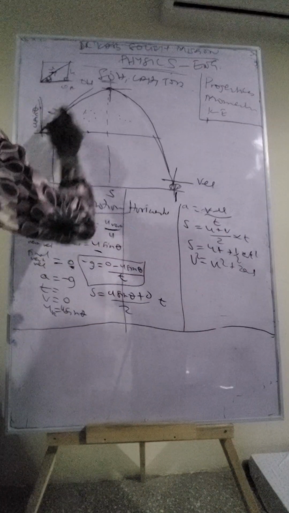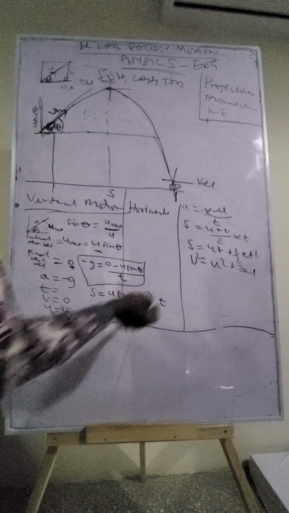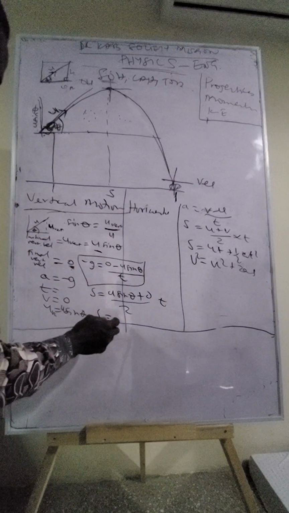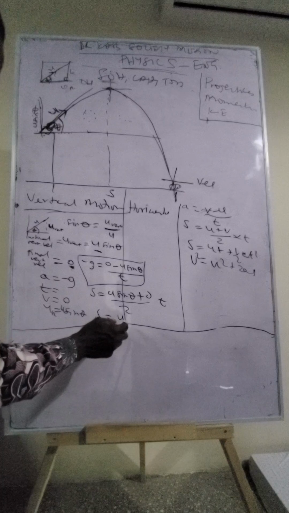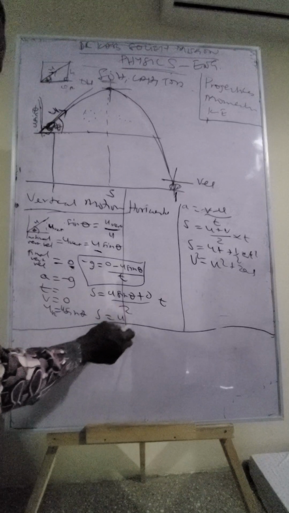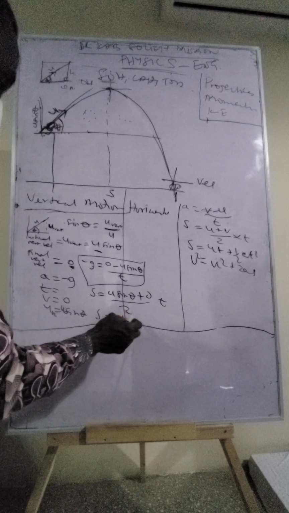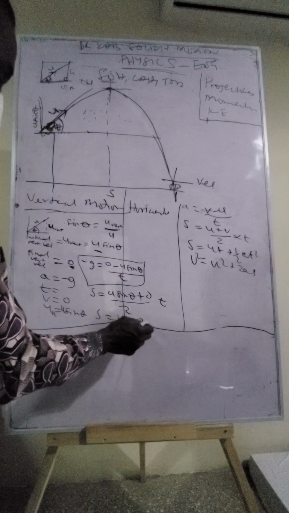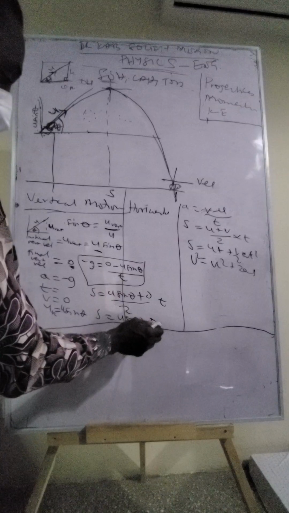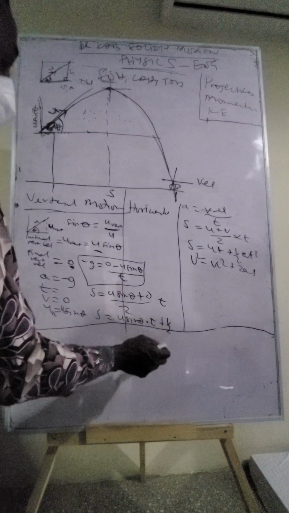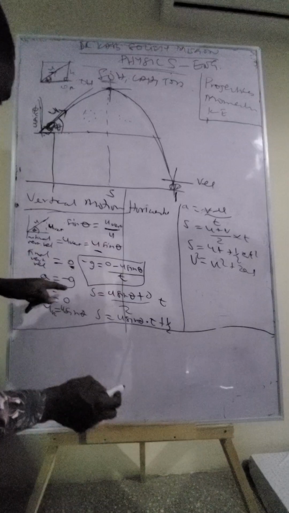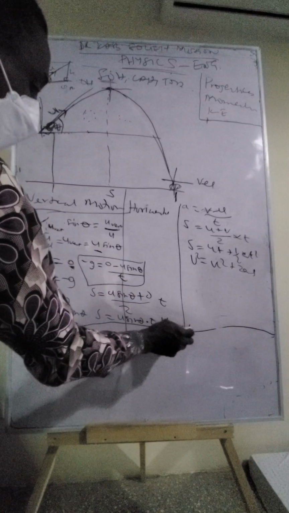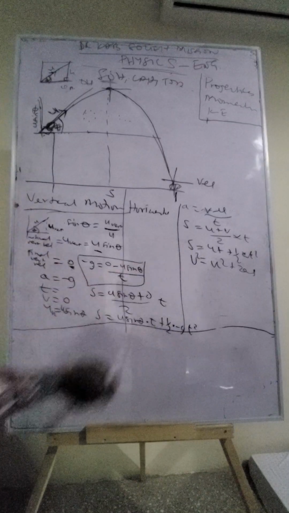That is considering from here to here alone. You can do an expression for this one too. S is equal to u, which is u sine theta times t, plus half a, which is given as negative g, so times negative g and t squared. So that will be the third equation.